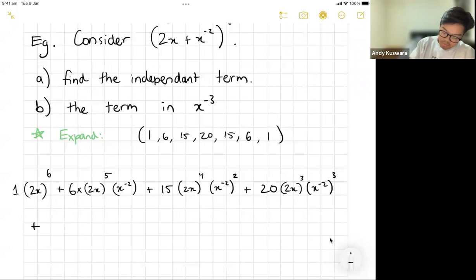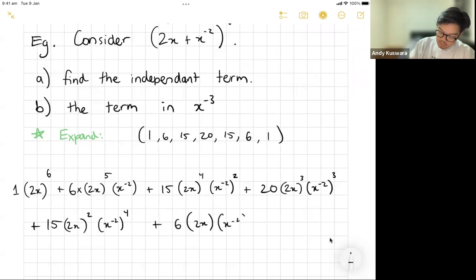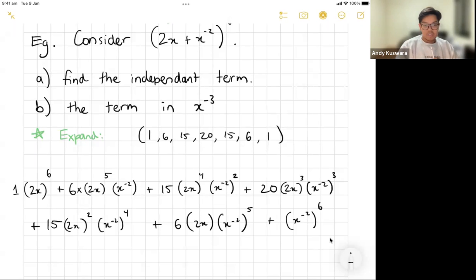And keep going for the next one. Plus after 20 is going to be 15. That's your coefficient. And we're going to have 2x to the power of 2, and now it's going to have x to the -2 to the power of 4. Keep going. After 15 is 6. 6 times 2x, and now it's just to the power of 1. But now the x to the -2 grows in power, so it'll be to the power of 5. And then plus 1 lot of x to the -2 to the power of 6. That's it. And that's our giant expansion.